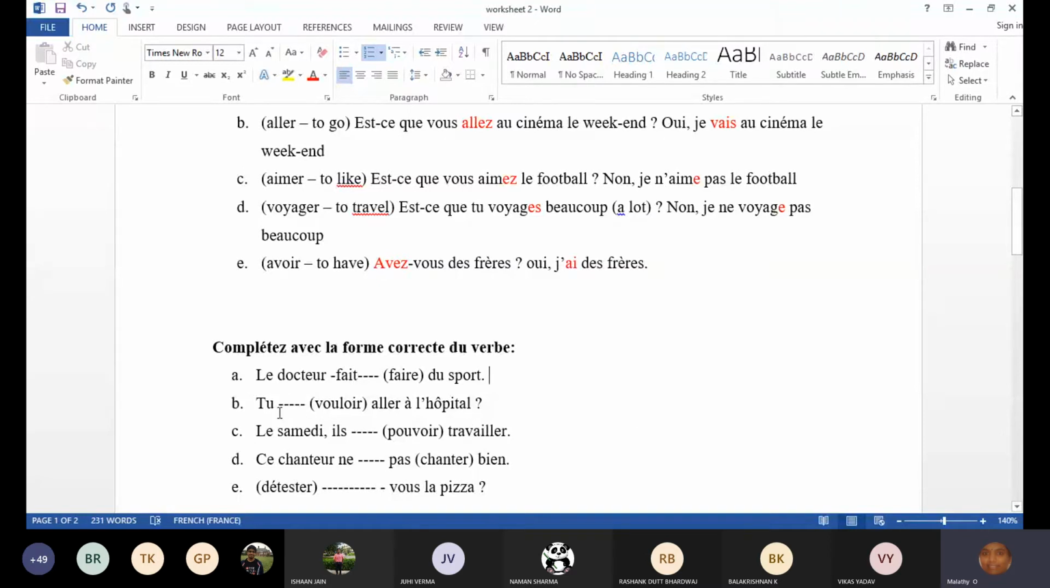That's all. The second one, tu. The verb is vouloir. So the verb form will be veux. So the meaning will be tu veux aller à l'hôpital, you want to go to the hospital. Le docteur fait du sport means the doctor does some sports, means he's practicing sports.